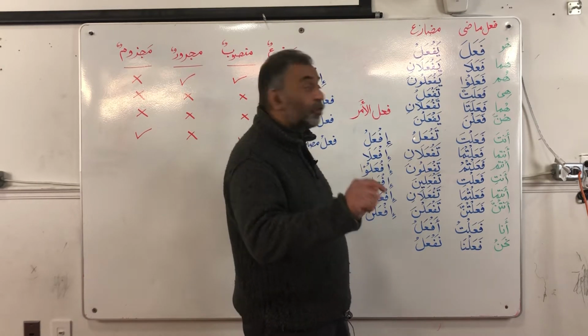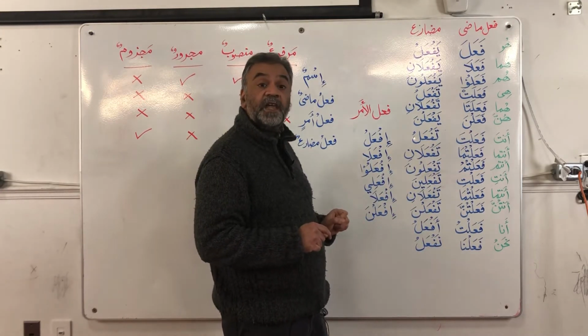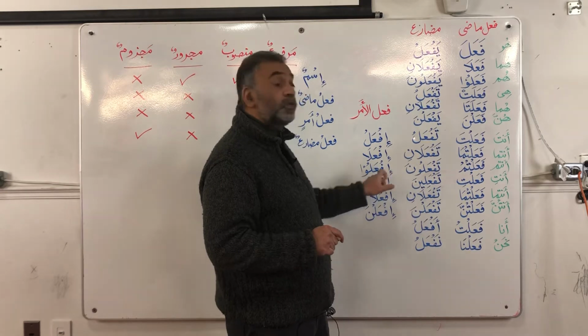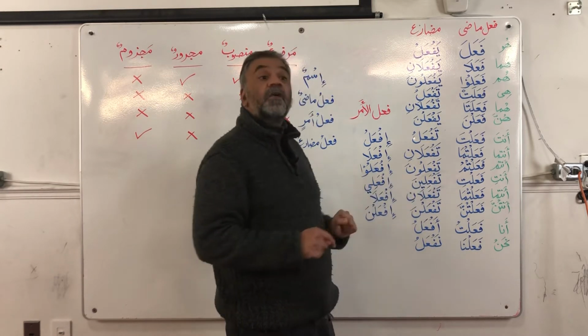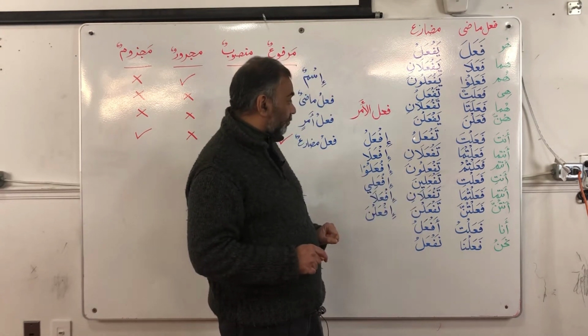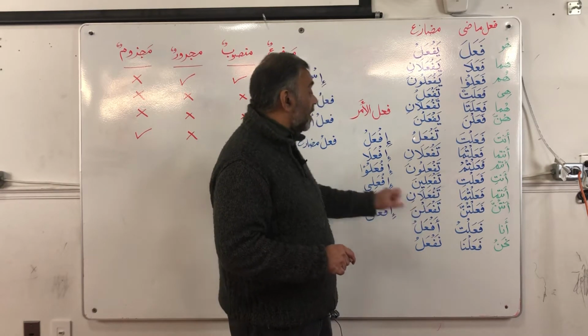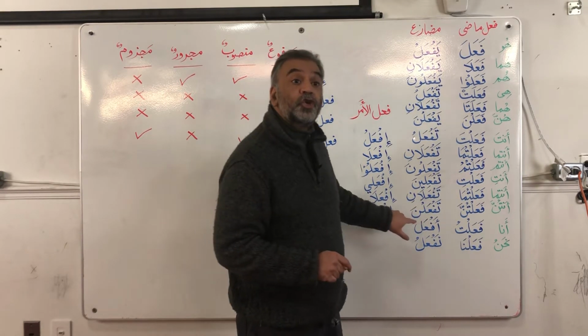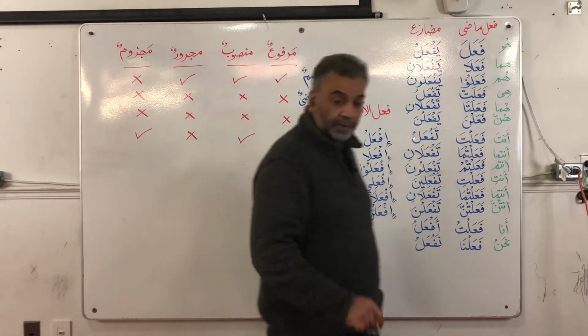Taf'alu, where is the doer? Mustatir, taqdiruhu anta. Taf'alani? Alif. Taf'aluna? Waw. Taf'alina? Ya. Taf'alani? Alif. Taf'alna? Noon. Af'alu, naf'alu, the doer is mustatir.